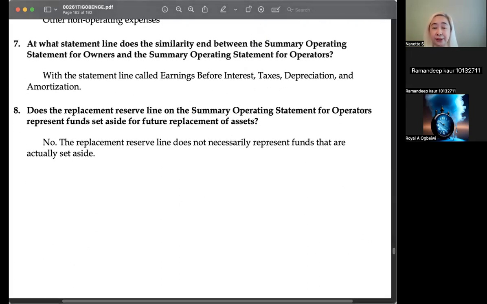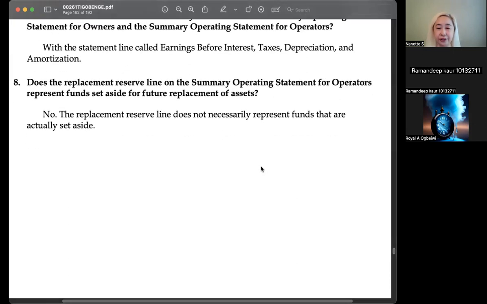Royal, can you read number 7, please? At what statement line does the similarity end between the summary operating statement for owners and the summary operating statement for operators? With the statement line called earnings before interest, taxes, depreciation, and amortization. So that would give you the difference between the summary operating statement for owners versus the summary operating statement for operators.